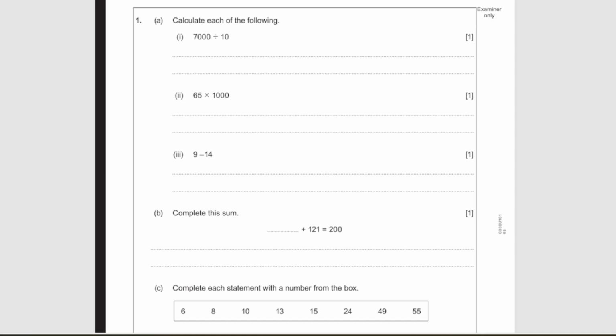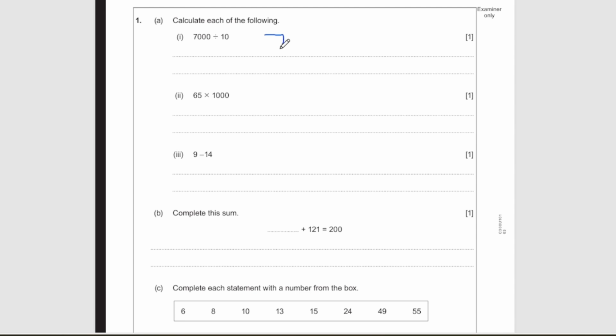Welcome everyone, this is the Maths GCSE Foundation Tier, Eduqas Maths Foundation Tier from summer 2023. This is paper 1, it's a non-calculator paper. So what we have here is the first question. It says calculate each of the following.